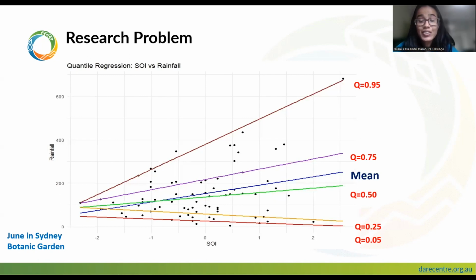Quantile regression is the generalized concept of the median. It not only provides the central features, but also provides information about other parts of the response distribution. Here's a scatter plot of SOI versus rainfall for a location in Sydney. Most of the studies have focused on this mean regression line, but in order to have a complete picture, we need to look at these upper extreme quantiles like Q equals 0.95, the lower extreme, and other parts of the distribution as well. When looking at the picture, you can see there are different slopes for different quantile regression lines, meaning the impact of SOI is different for different quantiles. So it is important to have quantile regression in order to get a complete picture.